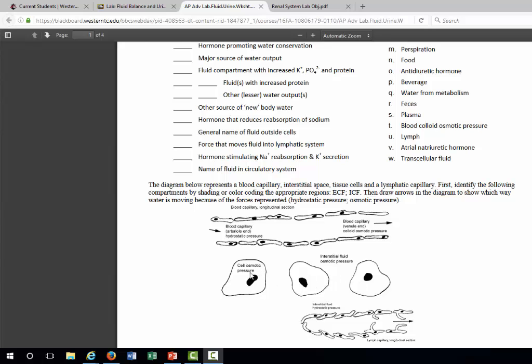So we shouldn't see a big net movement of water across cell membranes, should we? Because what would happen to the cells if we lost water? It would shrink, right? And that would be dehydration. That would be advanced dehydration. And if we saw them swell, that would be advanced fluid overload. And that's the last step.